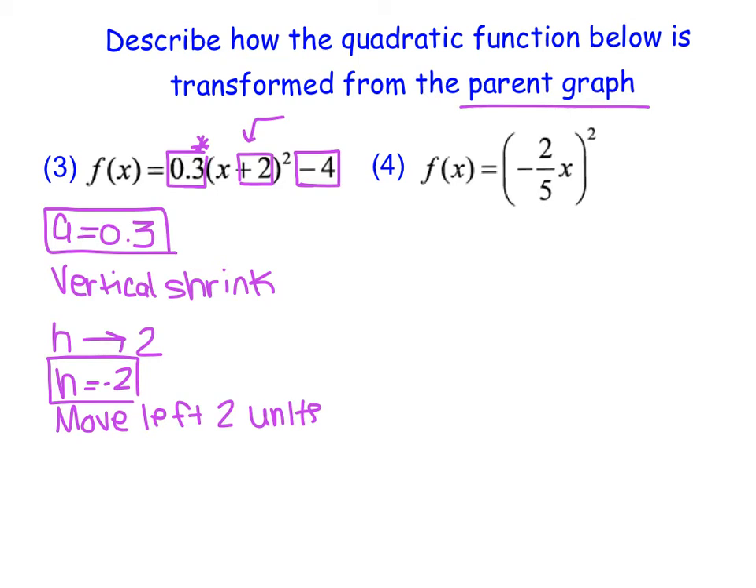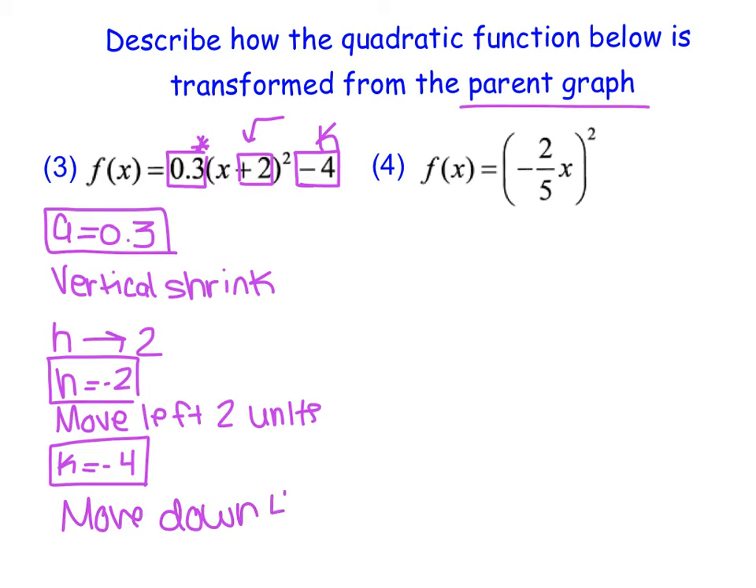Then that last value here deals with my k value because it's being added on to the end. So I have a k value that's equal to -4, and those values that are being added on the outside move the graph up and down. So this k value of -4 is going to move the graph down 4 units.